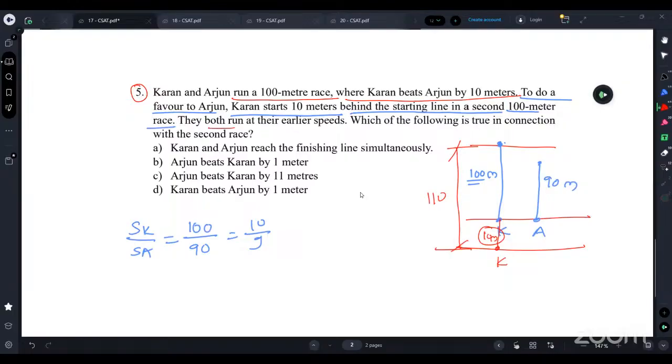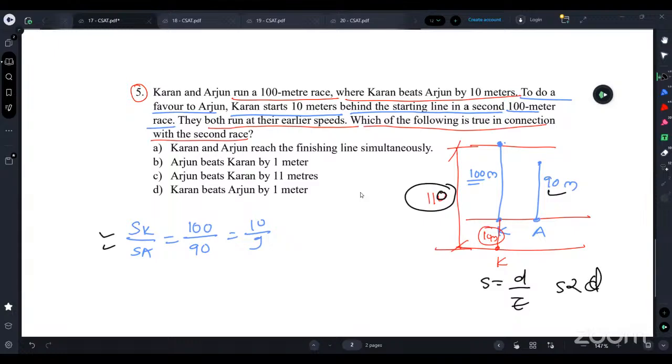See now, they both run at their previous speed, earlier speeds. Which of the following is true in connection with the second race? See now guys, we have the ratio of their speeds. Now we have the distance that Karan has to travel for the second time. So we can calculate what will be the distance in the same time that Arjun has traveled in the second race, right? Now as you know, guys, speed is equal to distance upon time. So speed is directly proportional to the distance. So we can compare this 10 by 9 ratio.